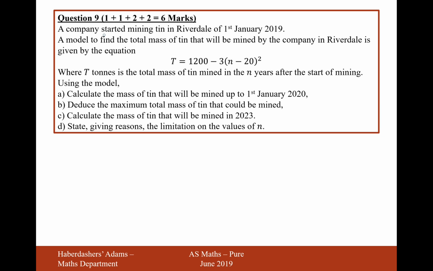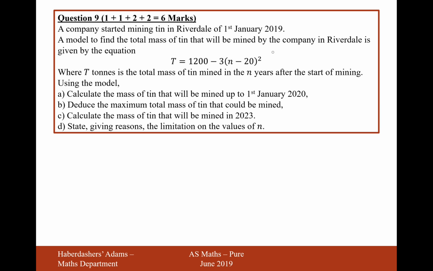So a company started mining tin in Riverdale on the 1st of January 2019. A model to find the total mass of tin mined by the company in Riverdale is given by the equation T equals 1200 minus 3 lots of (n minus 20) squared, where T tons is the total mass of tin mined in the n years after the start of mining.